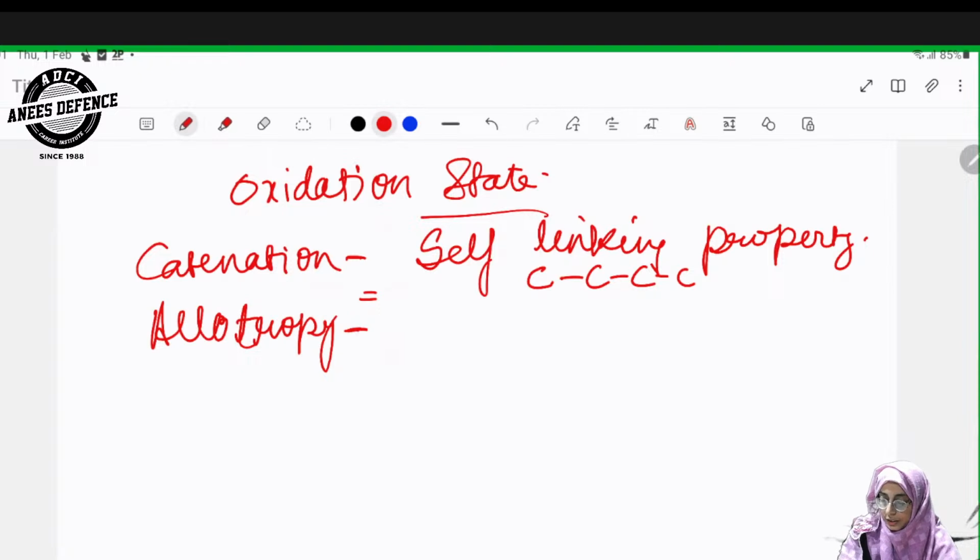Like carbon, you know, carbon exists in different physical forms, like graphite.